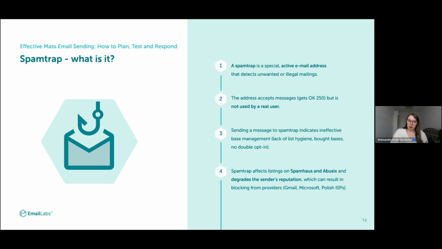Probably, if you send an email to a spam trap address, you are going to get listed either on Spamhaus, Abusix's blacklist, or on both of them, and then we'll have to initiate the delisting process. And remember, if you are listed on Spamhaus or Abusix, your emails are probably going to get spam bounced, either by Gmail, Microsoft, or Polish providers.